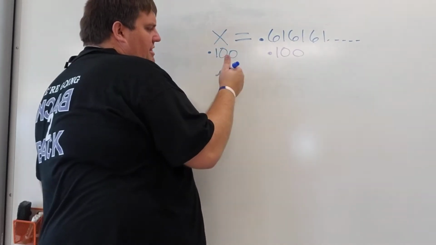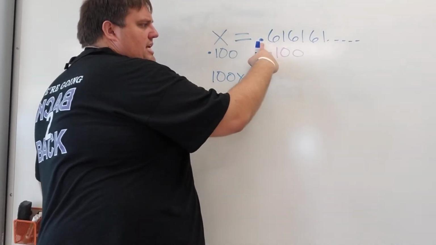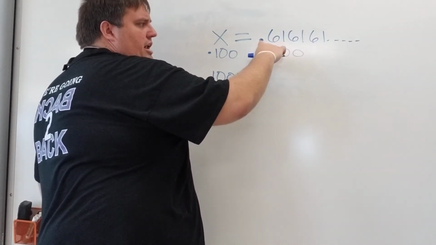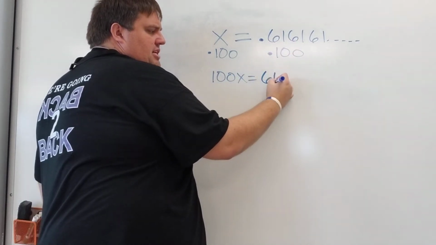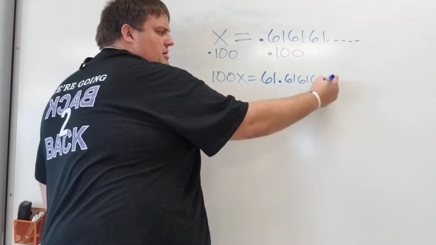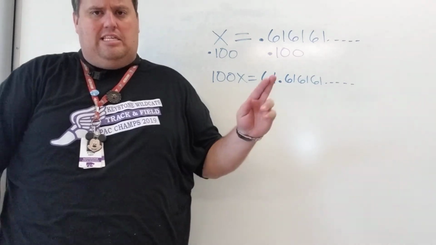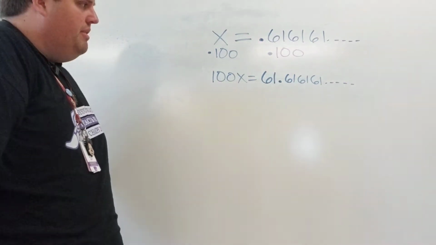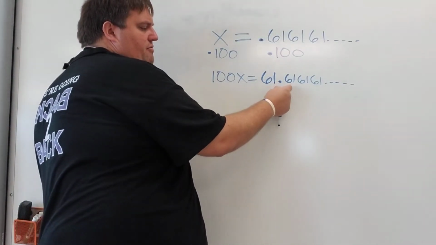On this side, 100 times x is just 100x. On this side, when you multiply by 100, it'll just move this decimal 2 times. So you're going to have 61.616161, still repeating. All that happened was that decimal moved over 2 spaces, which is what we need to happen, because now we have part of the digits that repeat in front of the decimal.